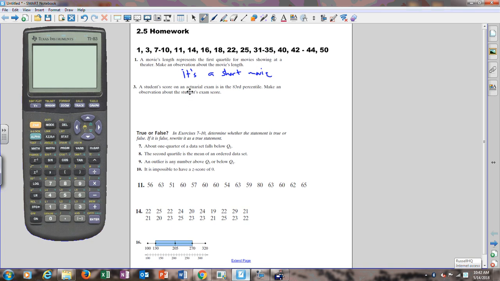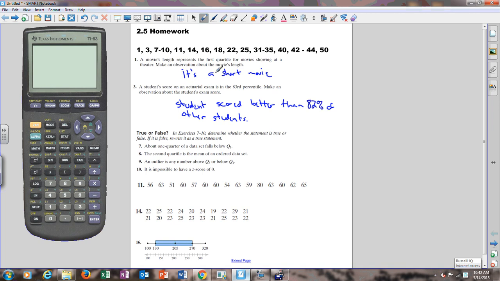A student's score on an actuarial exam is in the 83rd percentile. Make an observation about the student's exam score. The student scored better than 82% of other students. So the student would have scored better than 82% of the other students.